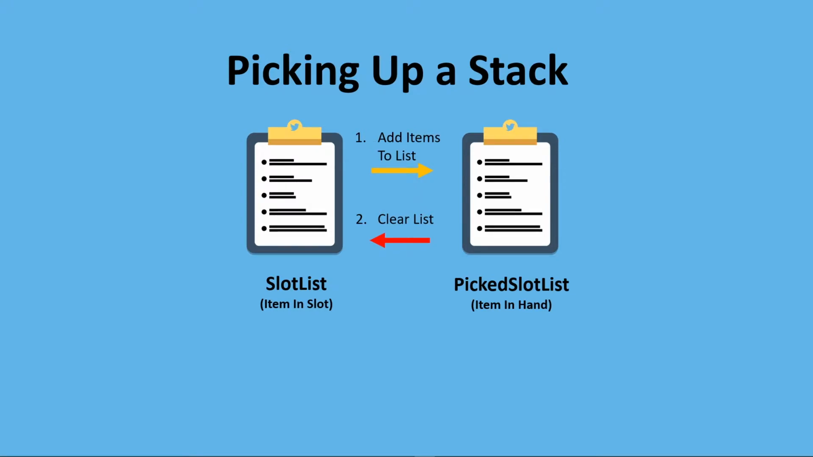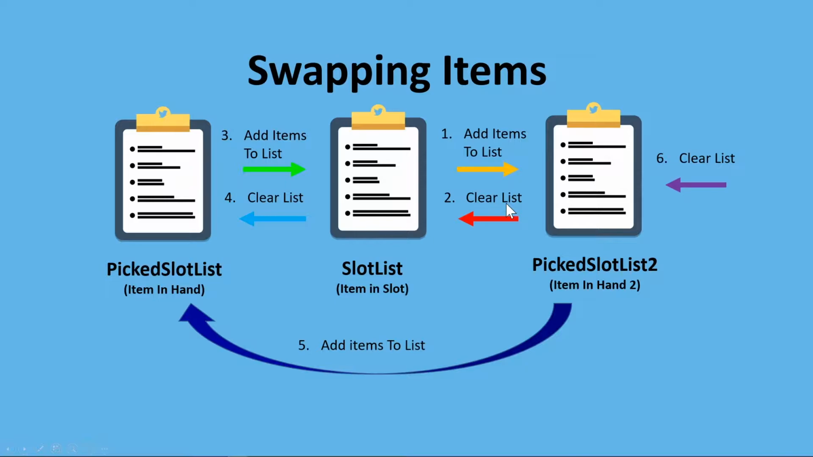So we have now items in our hand. Well, we can place those in an empty slot by simply just taking the pick slot list, adding it to the slot list, and then clearing this list. Well, what happens whenever we actually try to swap items? So assuming we have something in our hand and we are now picking up another object. Well, what we're going to do then is we're going to take all of the items in our slot list and put them in pick slot list 2. Then we're going to clear this list. We're going to add the items that were in our hand to slot list and clear this list.